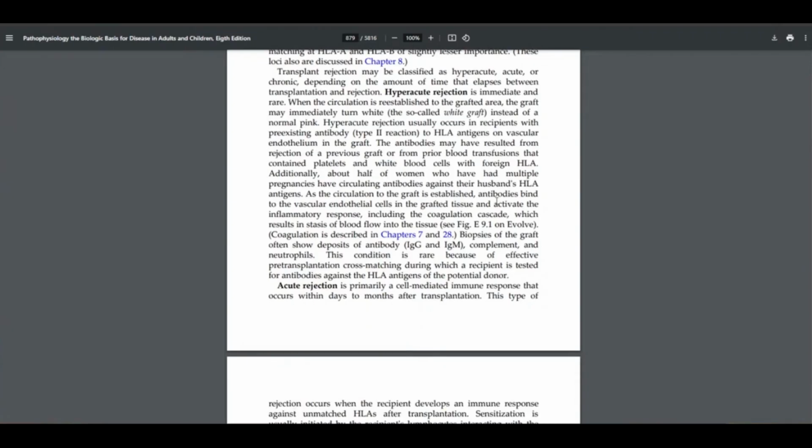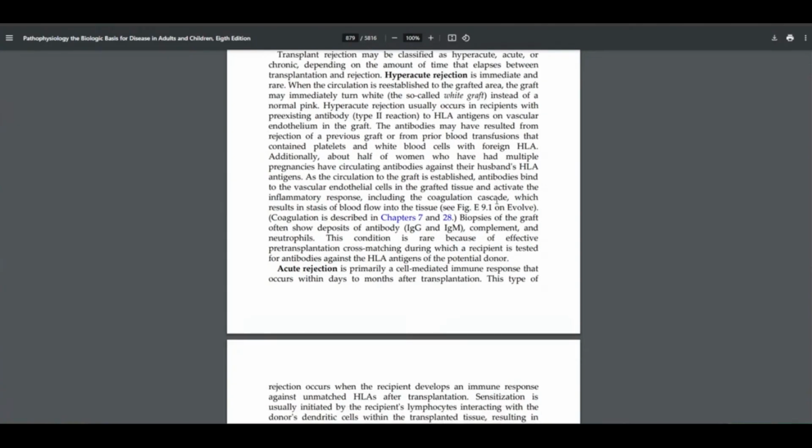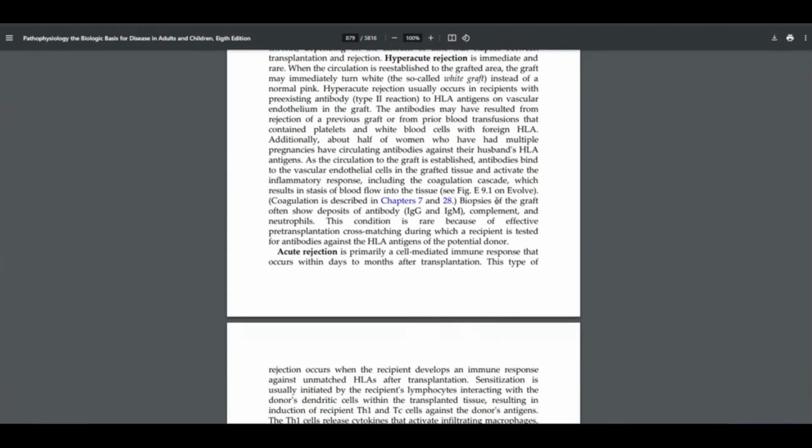It is classified as hyperacute, acute, or chronic, depending on the amount of time that elapses between the transplantation and rejection. Hyperacute rejection is immediate and rare. When the circulation is reestablished to the grafted area, the graft may immediately turn white, the so-called white graft, instead of a normal pink. Hyperacute rejection usually occurs in recipients with pre-existing antibody, a type 2 reaction, to HLA antigens on vascular endothelium in the graft.